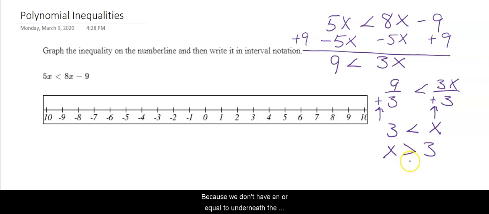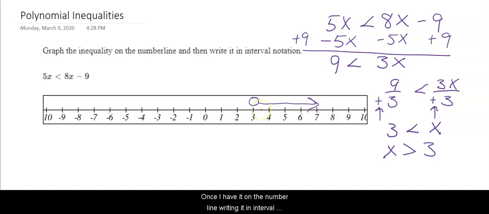Because we don't have an or equal to underneath the inequality, we will draw an open circle at 3 and not fill it in. The variable is on the wide end of the symbol, whichever way you write it, which always means go right. If the variable is on the wide end, you go right. If the variable is on the little end, you go left.